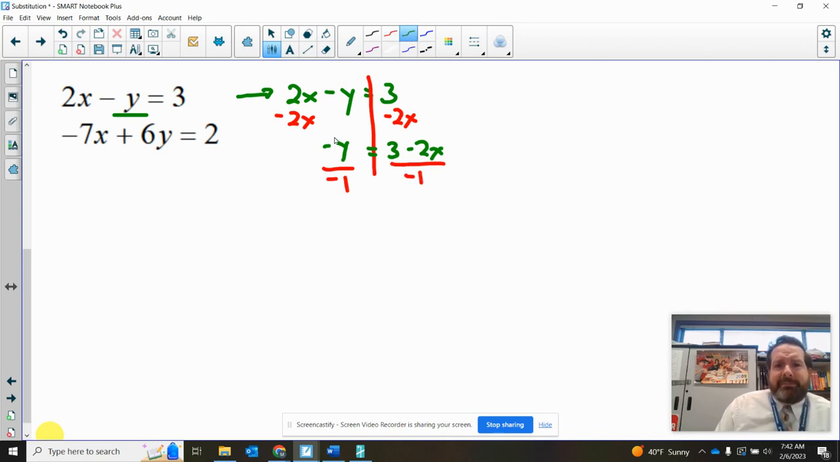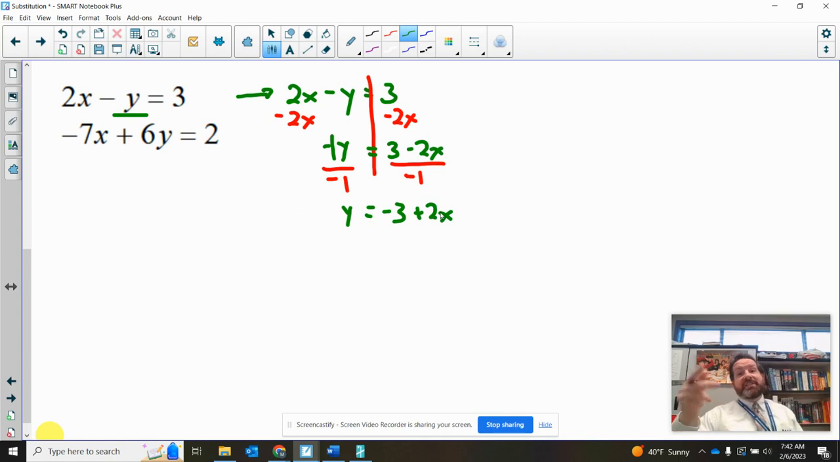Now we do that because really there's a little imaginary 1 in front of that y. So we divide it away. Now, when you're dividing an expression like this, each part of the top gets divided by the bottom. So the 3 gets divided by -1, and the -2x gets divided by -1, which ends up changing the sign to a positive. Step 1 is done. I now have one of the equations solved for one of the variables by itself.